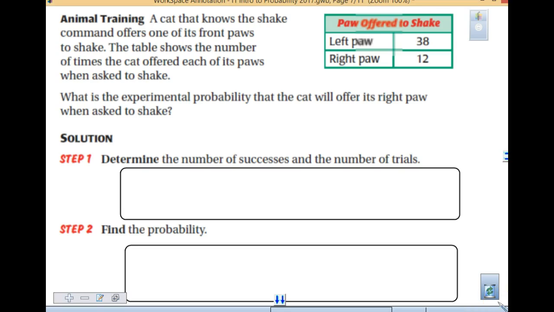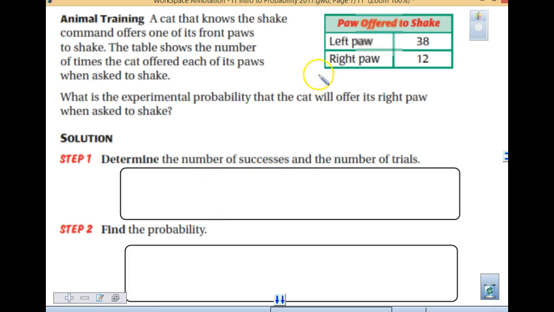So, on the next part with the animal training, please read, Zach. A cat that knows the shake command offers one of its front paws to shake. The table shows the number of times the cat offered each of its paws when asked to shake. What is the experimental probability that the cat will offer its right paw when asked to shake?